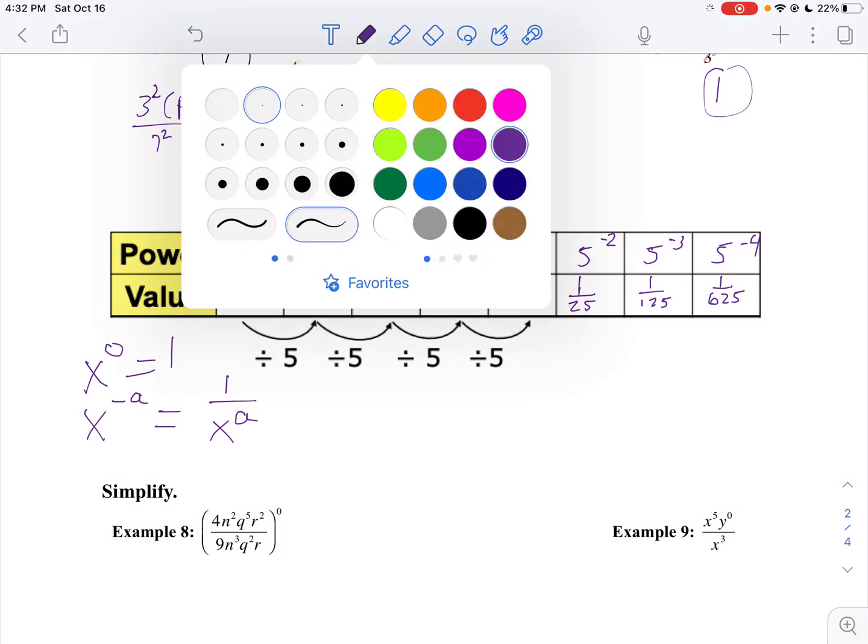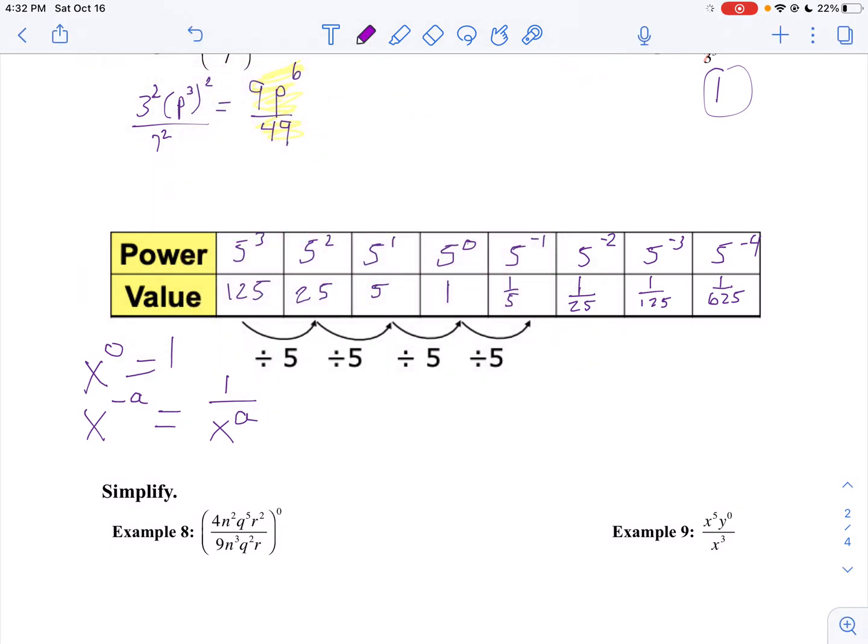Or what happens if you just have a plain old fraction? Let's say I've got x over y, and I raise that to the negative a. I'm going to take the reciprocal, so it'll be y over x, and then I'll make the exponent positive. So now it's y to the a over x to the a. A negative exponent does not mean the answer is negative. A negative exponent means your answer is a fraction. Exponents have kind of different rules.